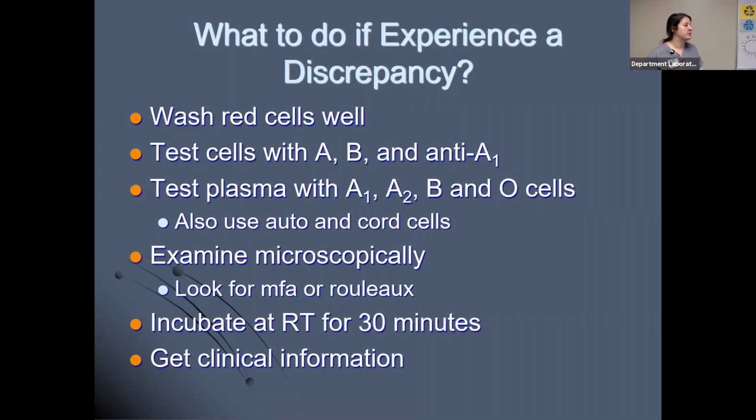What do you do if you experience a discrepancy? Number one, triple check yourself for any clerical errors. A good rule of thumb is to always repeat your testing after you confirm that your patient identification and your tubes all match. Make sure it wasn't due to some type of error that you might have made during the initial testing. And then if you suspect a subgroup of A, make sure you test with A1 lectin and A2 cells. In blood bank, we cannot go on assumptions. We have to prove everything, okay?